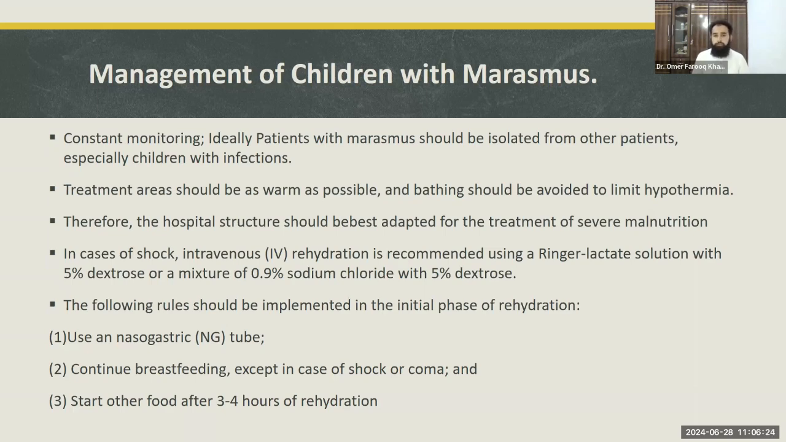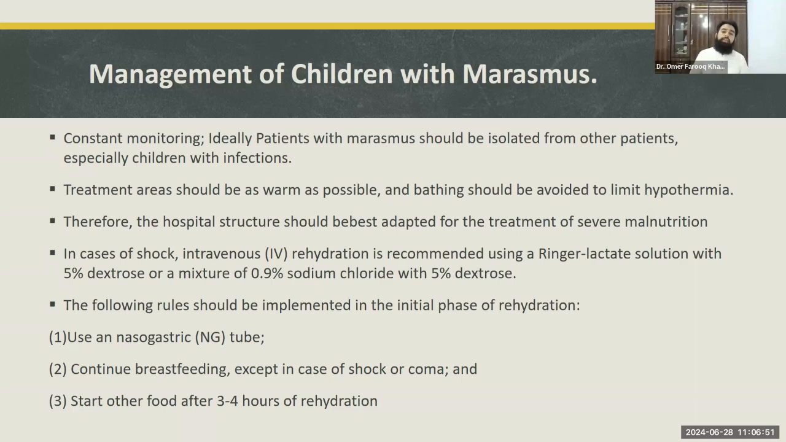Therefore, the hospital structure should be best adapted for the treatment of severe malnutrition. In cases of shock, IV rehydration is recommended using Ringer's lactate solution. What is Ringer's lactate solution? All the healthcare people know about it. It is used with 5% dextrose, dextrose being a common sugar, or a mixture of sodium chloride and 5% dextrose. It is called PEEP7. The following rules should be implemented in the initial phase of rehydration.